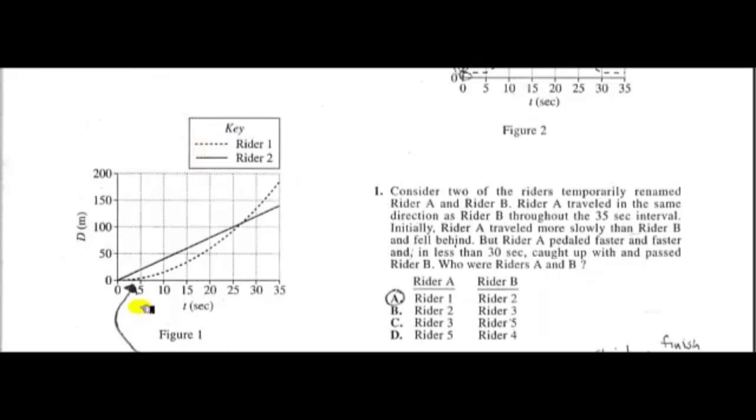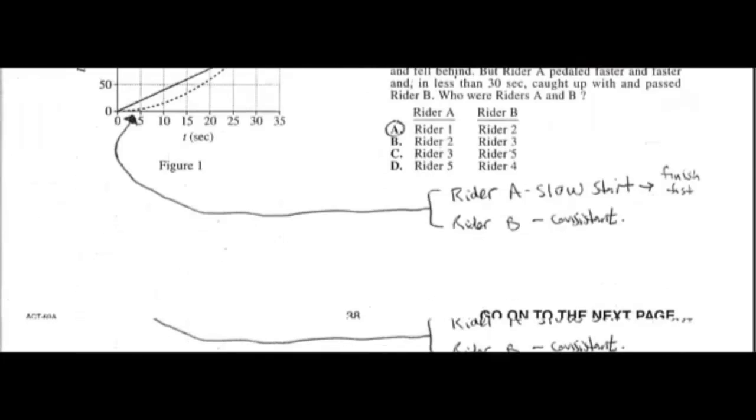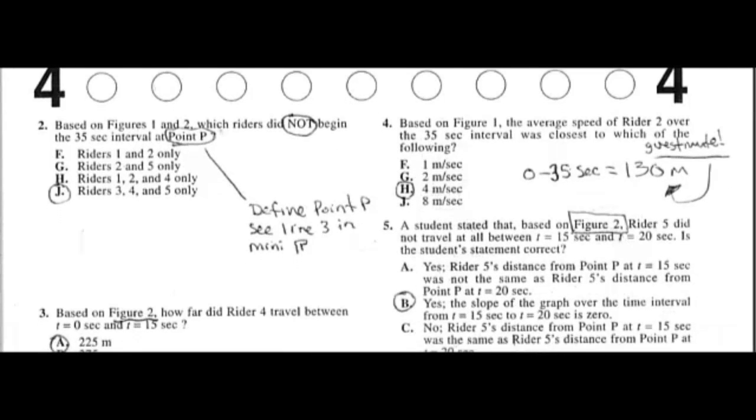And then this line here starts at 0, rider 1. So rider 1 and 2 would not be included in there. So that means the only riders that would be included in the correct answer would be riders 3, 4, and 5. Now all we need to do is scroll down to problem number 2 and look for an answer choice that says riders 3, 4, and 5, which will lead us to answer choice J.